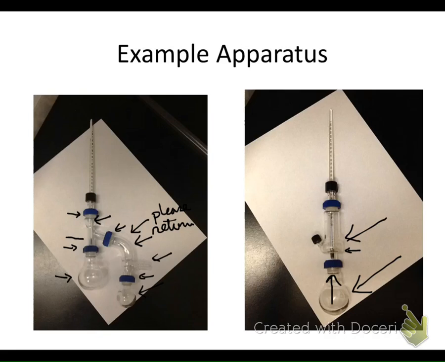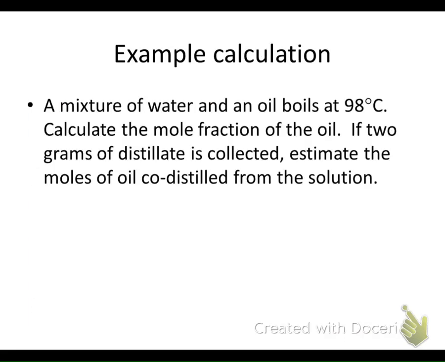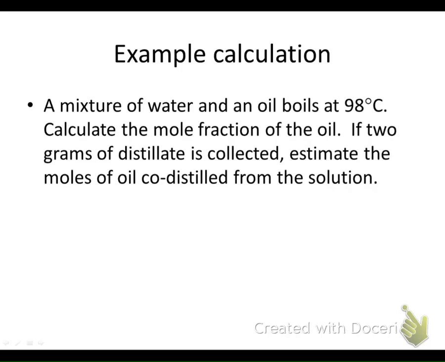One last thing, I wanted to give you some example calculations of how you might calculate, for example, the mole fraction of the oil in the distillate that you collect. You're going to measure the boiling point, and let's say the boiling point was 98 degrees Celsius. So at 98 degrees Celsius, you can look up the vapor pressure of water. And what you find is that the vapor pressure of water is 707 millimeters of mercury.